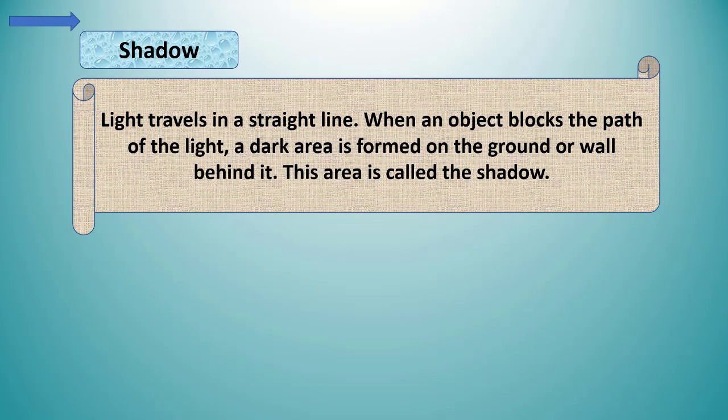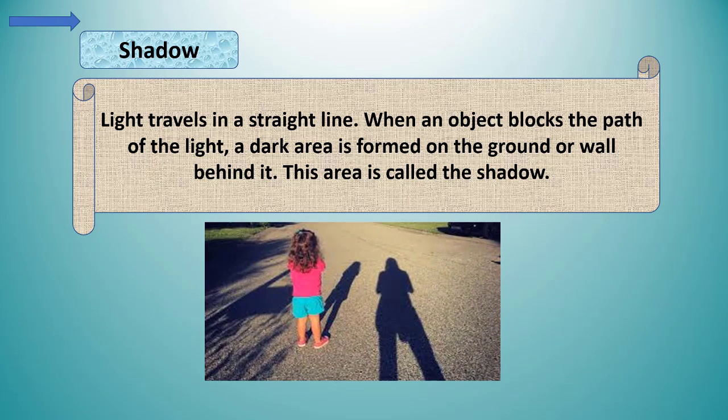Let's come to know about shadow. So students, very simple. Light travels in a straight line. हम जानते हैं कि light जो है straight line में travel करती है. When an object blocks the path of light, a dark area is formed on the ground or wall behind it. This area is called the shadow. So a shadow is formed when the path of light is blocked. So students, this was your review. Let's come to start our today's lesson.